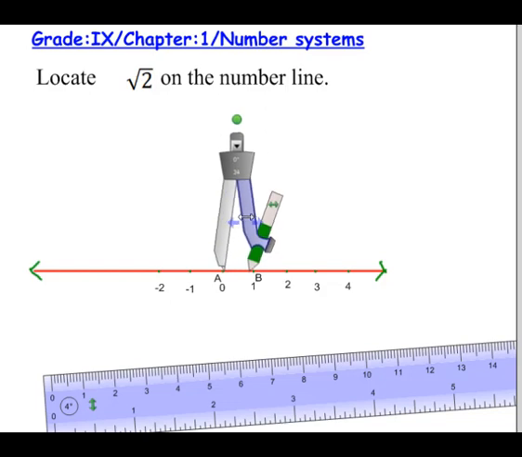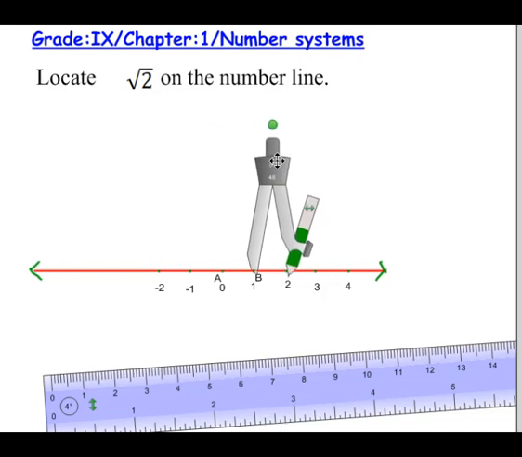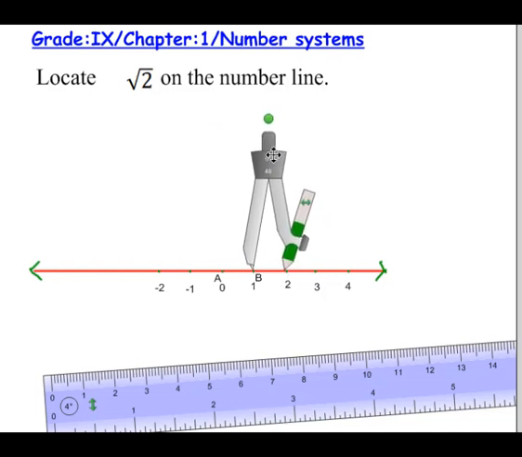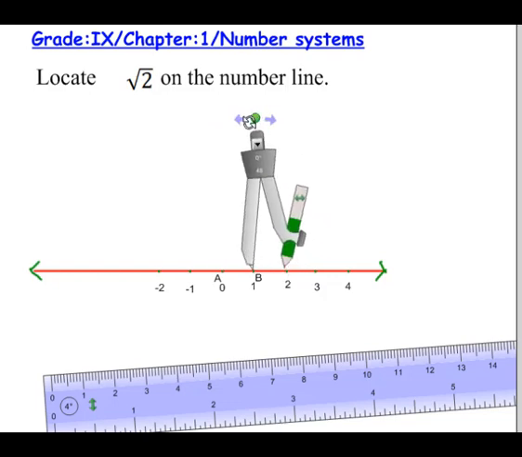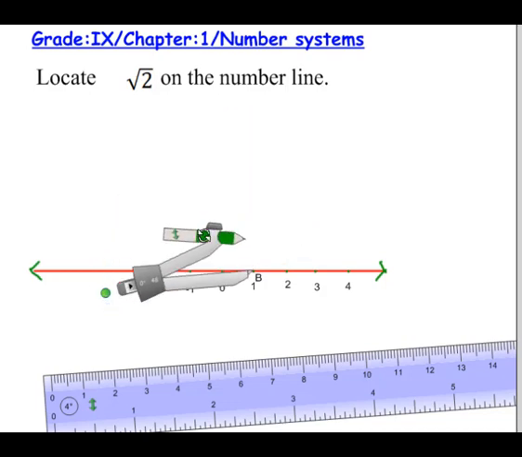Now let's measure the length of AB. Exactly, I got AB is 1 unit. Now AB is the base. Now I want BC as 1 unit. So for that, what I will do? I will draw an arc from the point B.